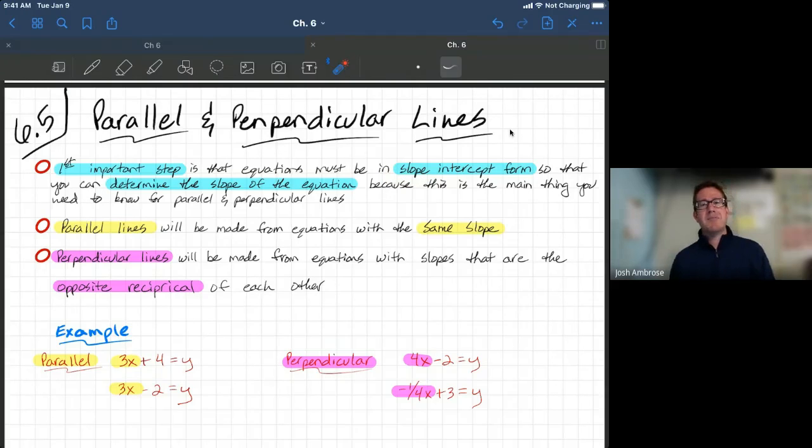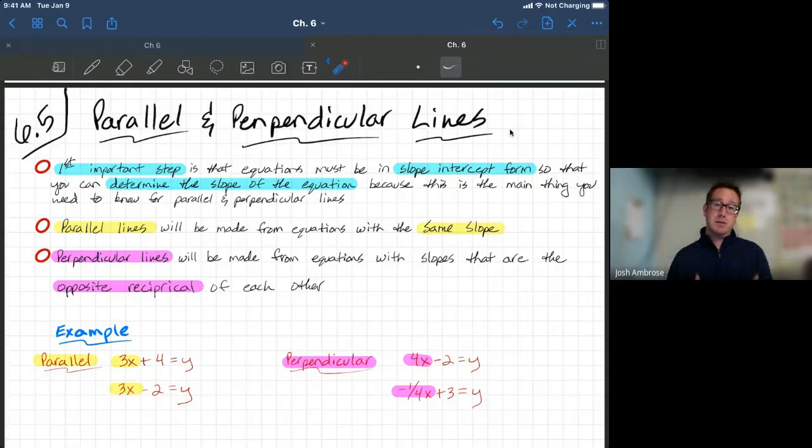Everything that we're doing in this section when it comes to parallel or perpendicular lines, our first step is always going to be make sure that we are in slope-intercept form. If we're not in slope-intercept form with y being totally by itself and isolated, then this is not going to work. So step one, slope-intercept form, making that very clear.